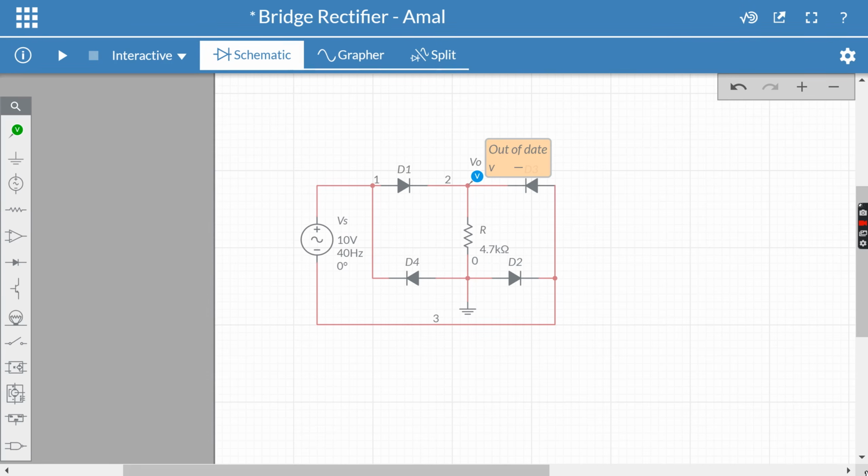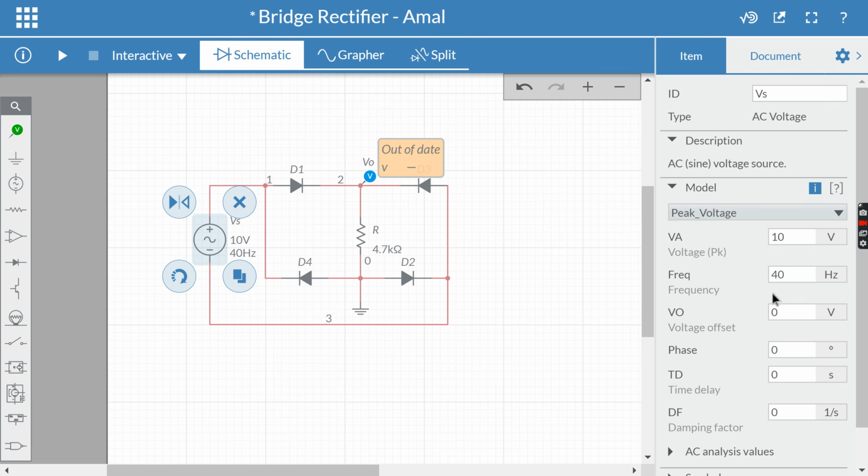This video illustrates the simulation of a bridge rectifier circuit using Multisim Live. Here I've already connected the circuit diagram in Multisim Live, and I've changed the settings for the input source to 10 volts peak, 40 Hz, according to the circuit schematic in the lab sheet.